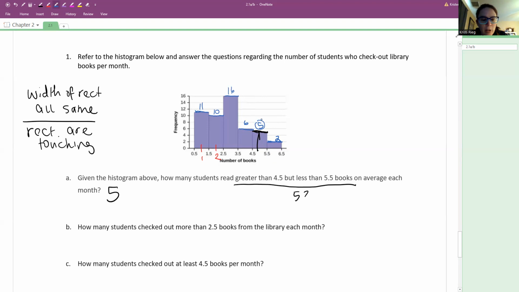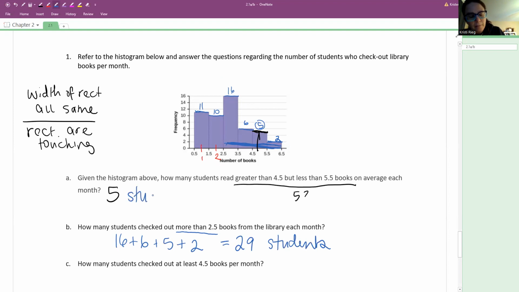How many students checked out more than 2.5 books? Okay, so that's 3 books, 4 books, 5 books. I'm going to go from 2.5. I want all of these rectangles right here. So I have a 16, a 6, a 5, and a 2, because I'm looking at the heights of all 4 of these rectangles right here. And I'm going to throw that into my calculator. 16 plus 6 plus 5 plus 2, and I get 29 students.